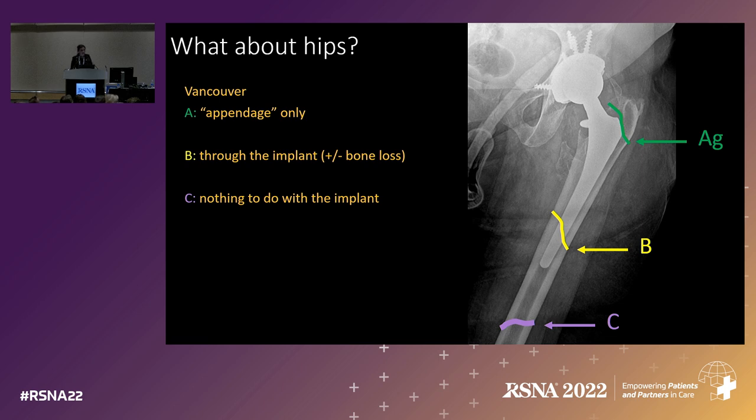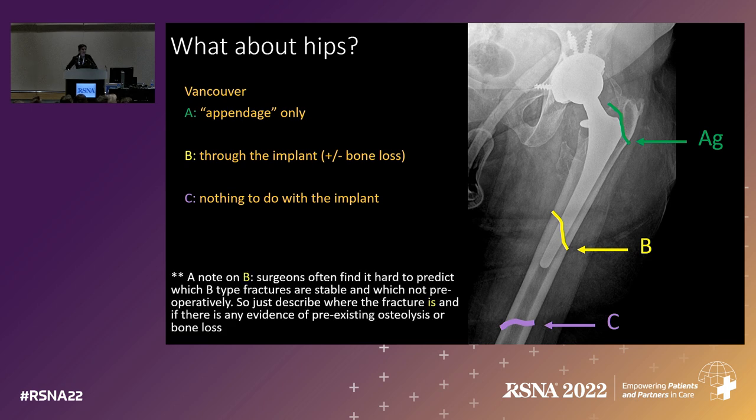There are several subtypes of B to decide whether it's stable or unstable, and I actually haven't listed it because, quite honestly, the surgeons themselves find it very difficult to predict which of these fractures are actually stable versus unstable, and go into the OR prepared for both. So obviously, if it's crushed, then we know it's unstable, but a lot of times, even if it looks stable or there's just a little fracture through the base of the stem here, they get in there and find out that it's unstable after all.